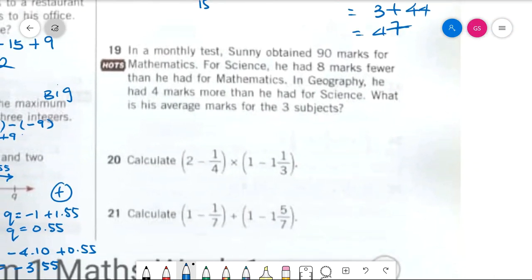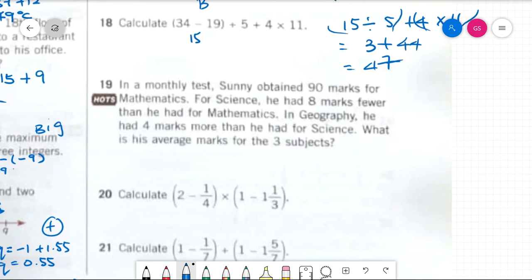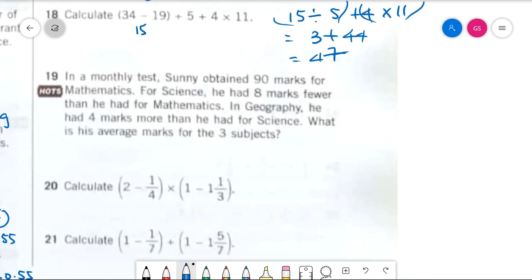Now, is it last? Oh, still got 3 more questions. Now, 19. In a monthly test, Sunny obtained 90 marks for mathematics. For science, he had 8 marks fewer than he had for mathematics. And in geo, he had 4 marks more than he had for science. Okay, a lot of things, but never mind.